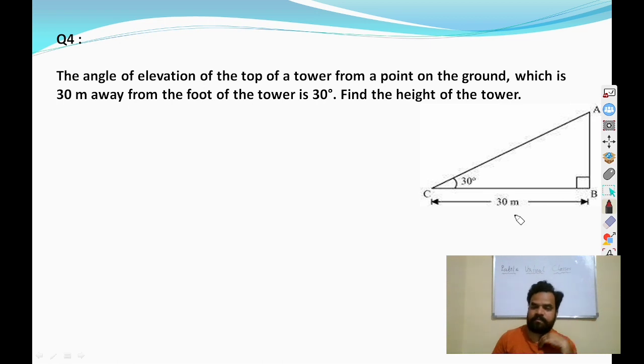So observe the diagram. Here they have given both the base value as well as the theta value. They are asking to find its height. So in a right angle triangle, base we know, we need to find its opposite side, right? So write solution. Write given.